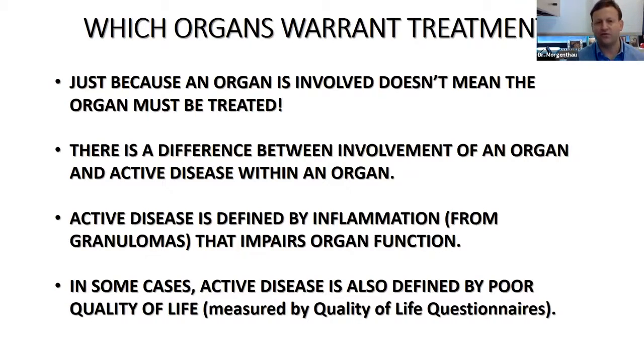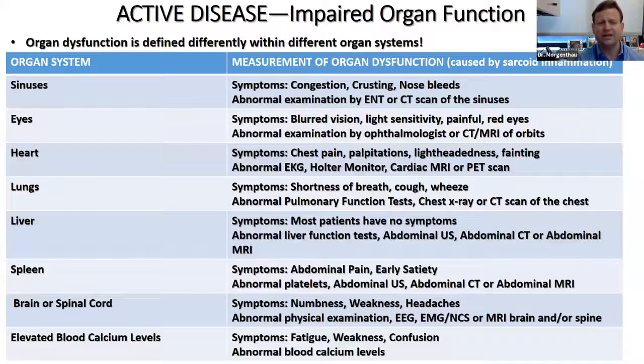And that just means that for a variety of different tests, we see evidence of sarcoidosis in a variety of organs. Once again, just because we see the sarcoidosis in these organs doesn't necessarily mean that treatment is indicated. Treatment is only indicated when there is activity or inflammation in the organ that impairs the function of the organ. It makes sense that we can define organ dysfunction or malfunction, however you want to call it, differently depending on the organ that we're looking at.